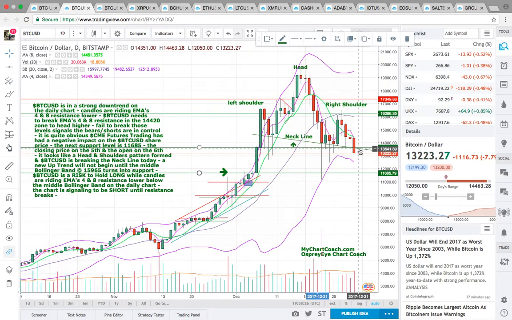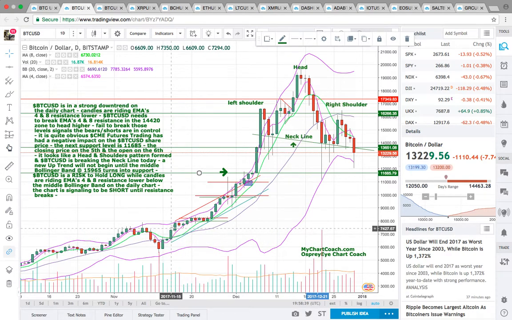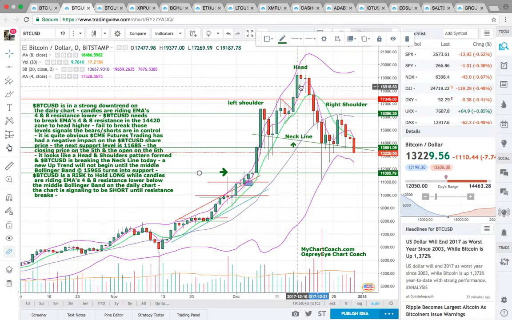Okay, so if 14,000 turns into resistance and the candles keep riding EMAs 4 and 8 resistance lower, you're going to see the 11,000s on deck. Okay, so just like over here on the left, when it was all party time for the bulls and the candles were riding this pink and green line higher, right? You want to be long. Well, once the candles start riding EMAs 4 and 8 resistance lower, you want to be short. You do not want to be long Bitcoin right now. Okay, it's a lot of risk on the chart right now.